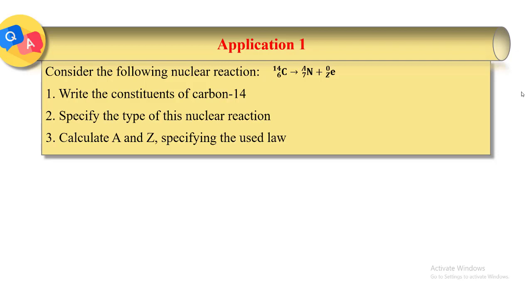Let's solve application 1. Consider the following nuclear reaction. C14 decays into nitrogen with mass number A plus a particle. It may be an electron or a positron. In the first question, we have to determine the constituents of carbon 14. In other words, we have to determine the number of protons Z, the number of neutrons and the number of nucleons or the mass number A.